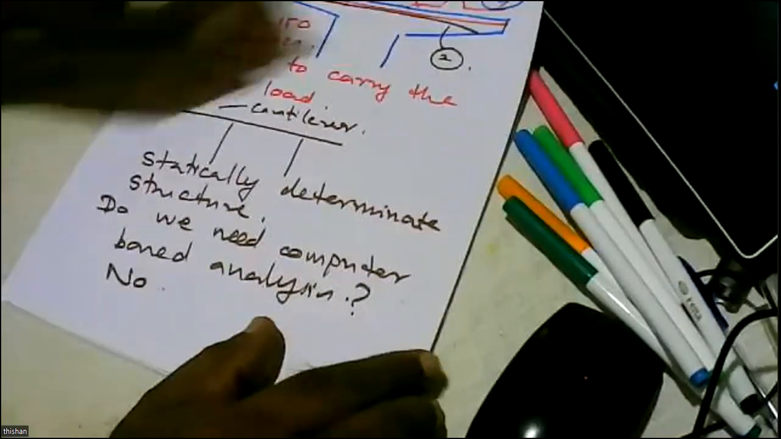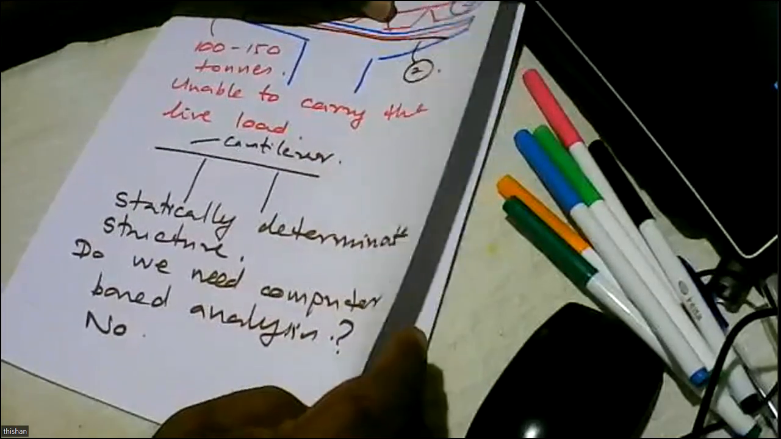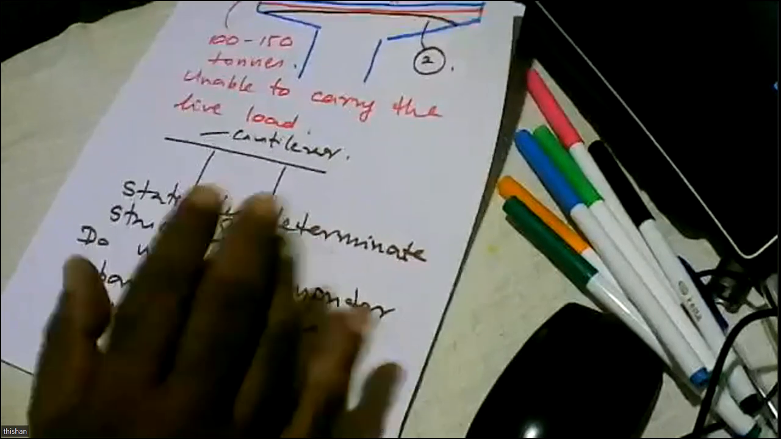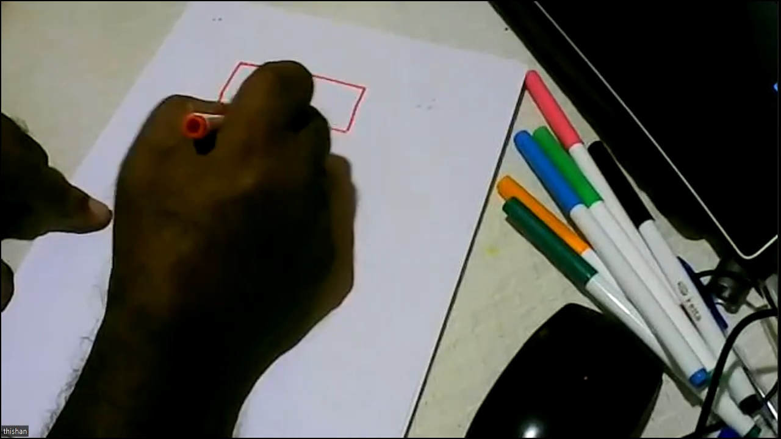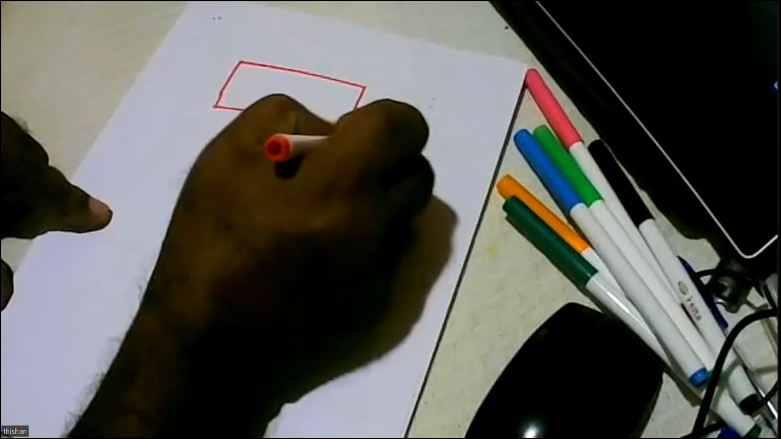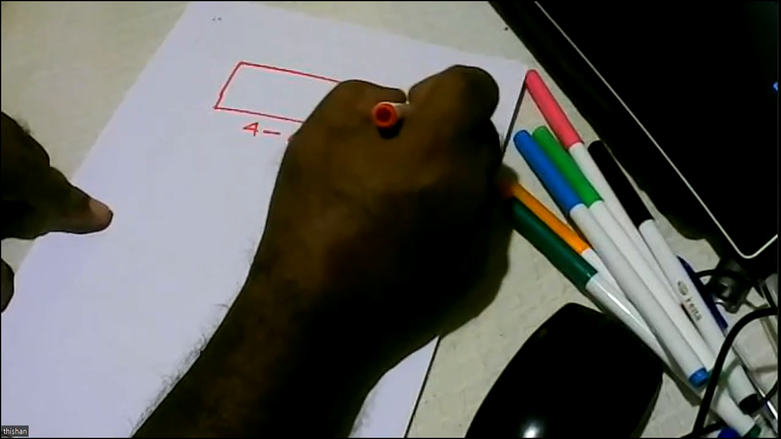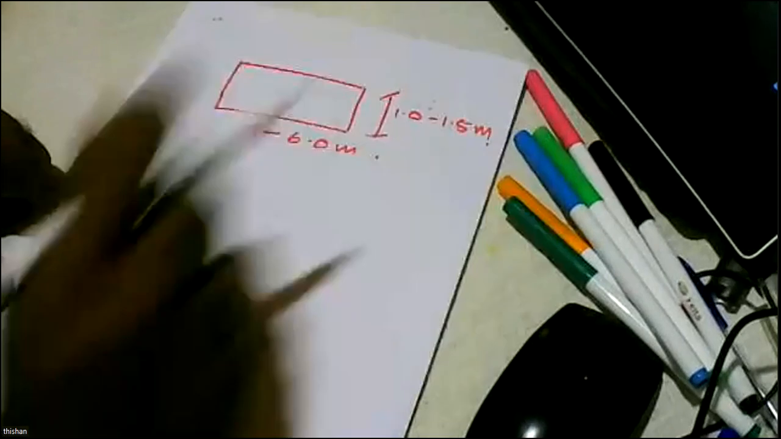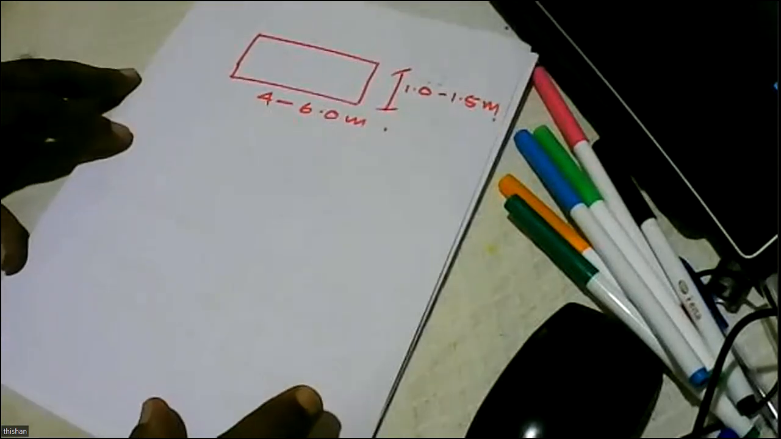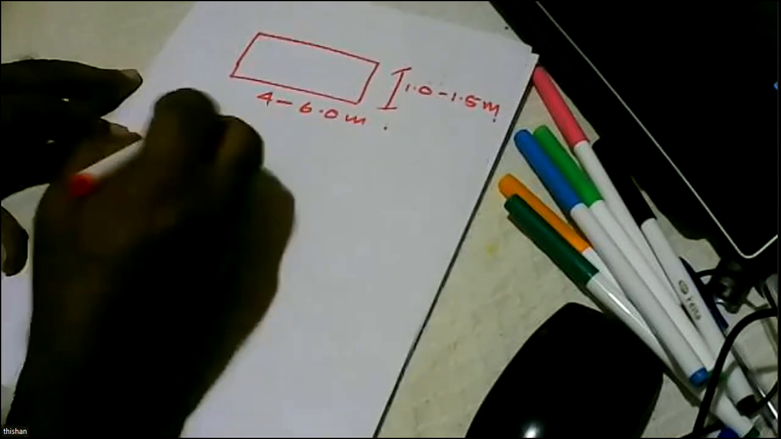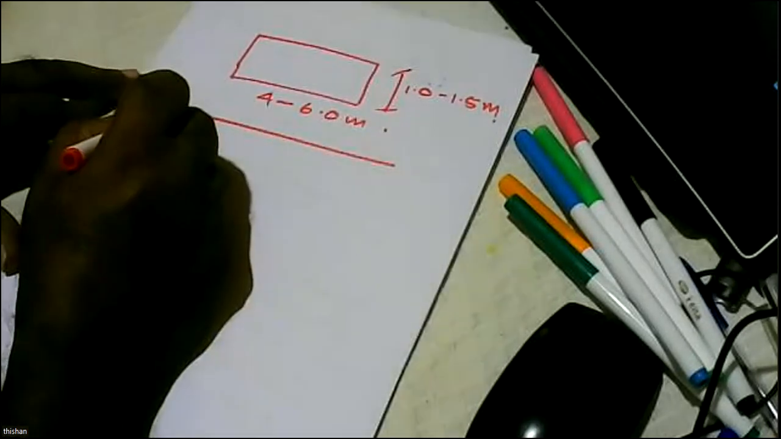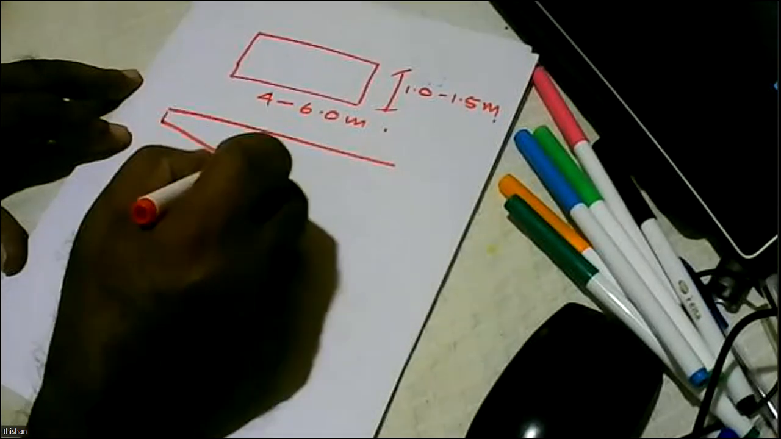However, if you look at a pier and pier capping beam like this, we might have to consider a situation like this. So if you look at the dimensions, the pier can be about 4 meters to 6.0 meters. The width can be about 1.0 to 1.5 meters. So it can be in this kind of range. And then we are also having a beam like this.